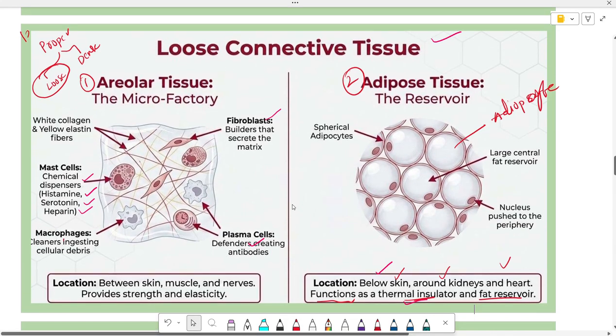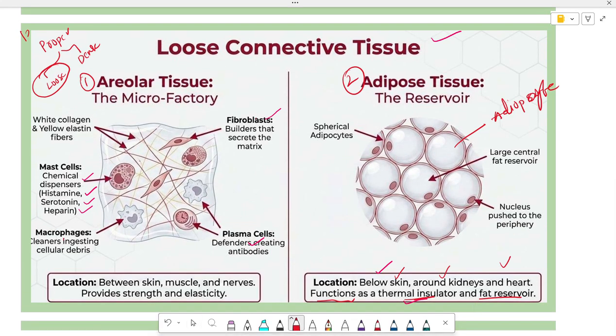Next one, areolar connective tissue. In areolar connective tissue we have mast cells, macrophages, plasma cells, and fibroblast cells. These different types of cells are present to connect the skin with the muscles, or muscles with the neurons, and different places of the body. This is the areolar connective tissue.